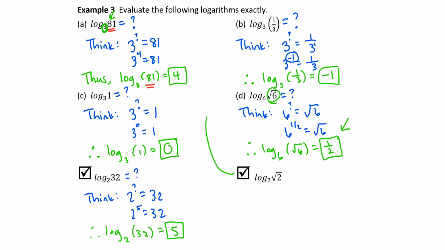Now, the last one, notice, is just like example D. The base has changed, but the exponent represented there is the same. So log base 2 of the square root of 2 is 1/2.